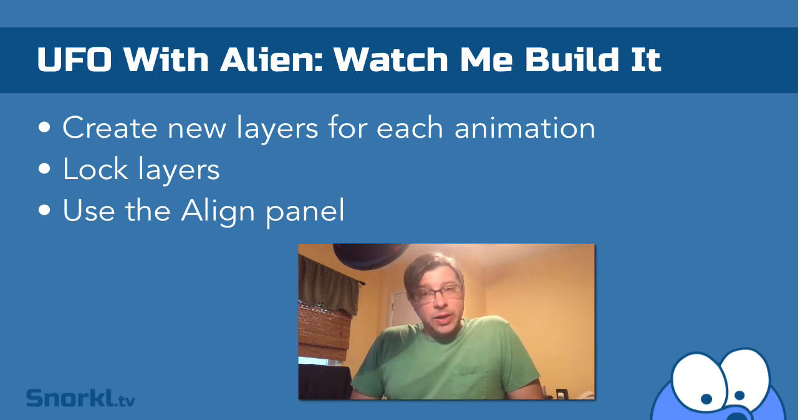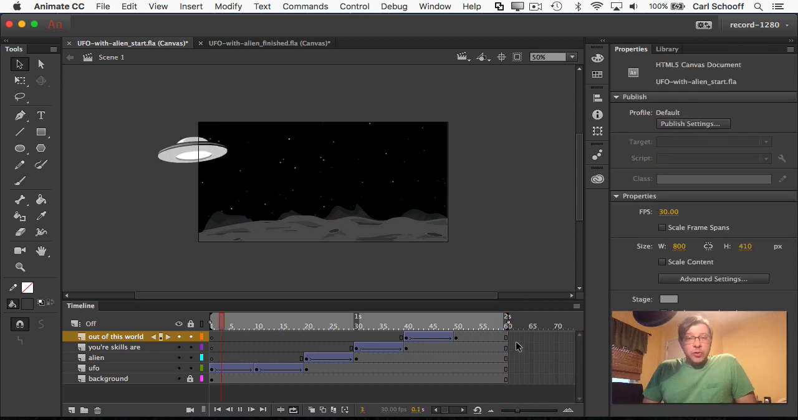So we're going to discuss creating multiple layers, naming them, locking them. We'll touch on the align panel a little bit. But let me jump over to the finished file. And so what we're going to be doing is creating this cool little UFO animation.